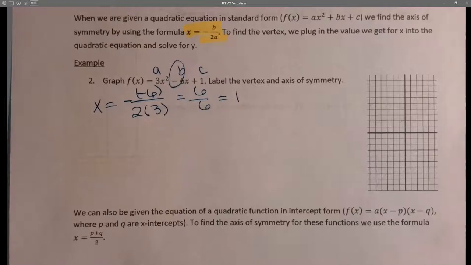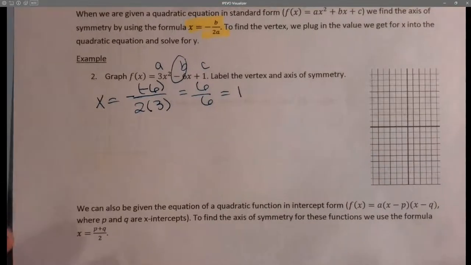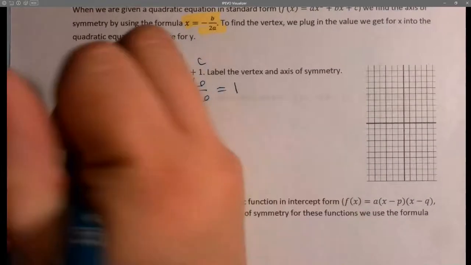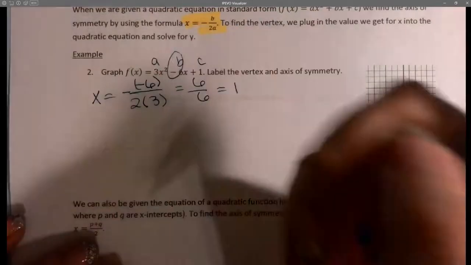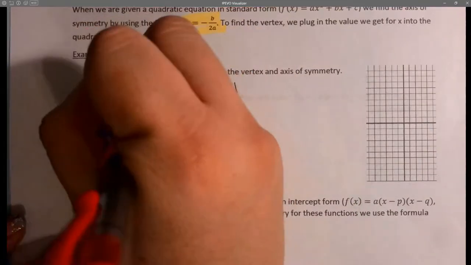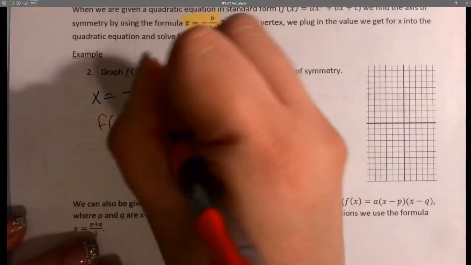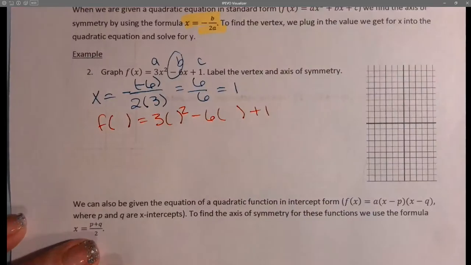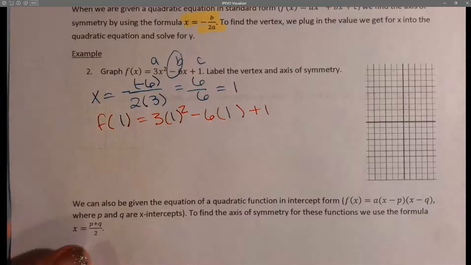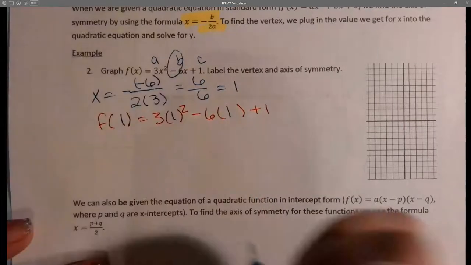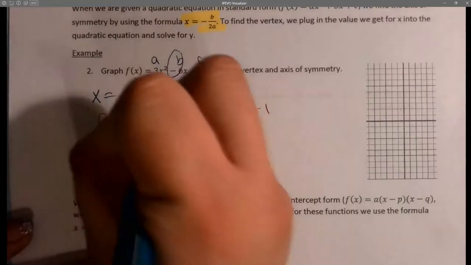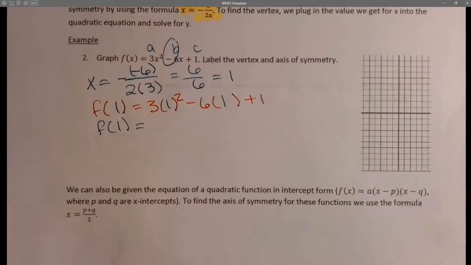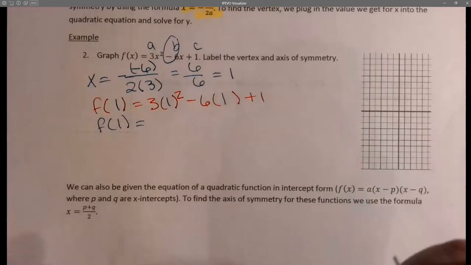Then what I want to do is plug that back in to the original equation. I'm going to write the original equation in red and what I'm plugging in blue. Okay, so everywhere there is an x, I am replacing it with 1. Then I'm going to continue. On the left side, this is going to stay f of 1. All this is saying is I am plugging 1 into the equation. That's what the left side means.